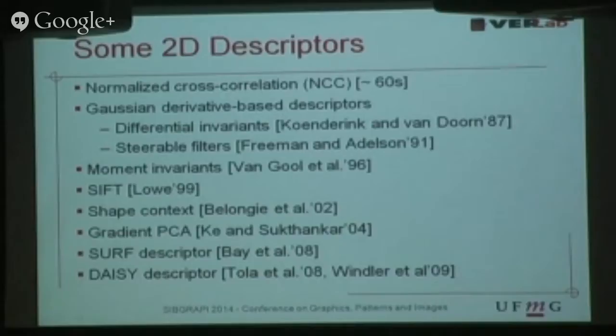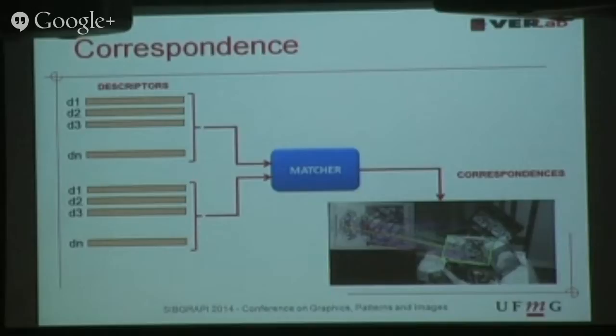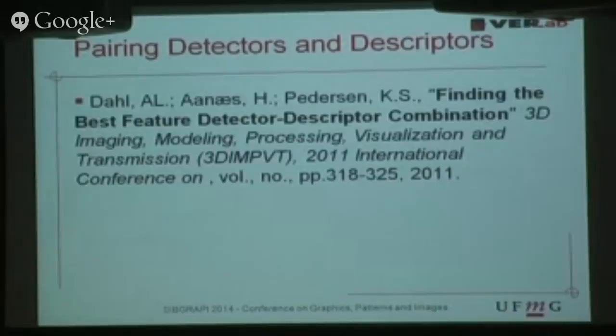Now, the last part is the correspondence. So given the descriptors, what you want to do now is to compare the descriptors among themselves so you find those that match, right? So that's one of the main goals. Now, if you want to read a little bit more, this is a very interesting paper that tries to determine what's the best combination of detector and descriptor. It doesn't mean that every detector works well with every descriptor, so you have a better combination there. I won't talk about this now, so you should just check this paper out.